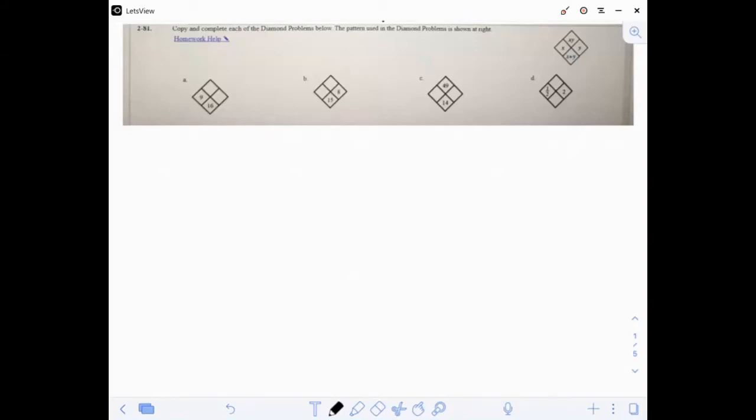All right, I want to talk about these diamond problems really quickly. Just remember, when we're solving diamond problems, we have to remember the bottom portion is done by addition, the top portion is done by multiplication. Most important part for solving these problems. So let's do it. A.